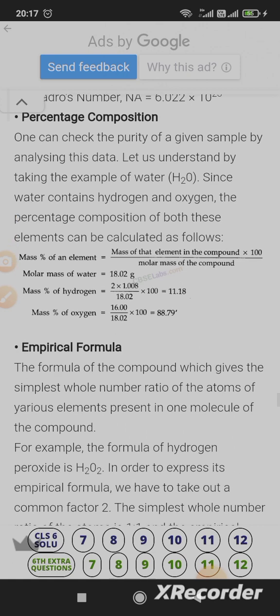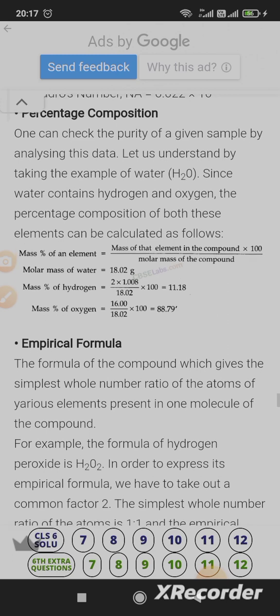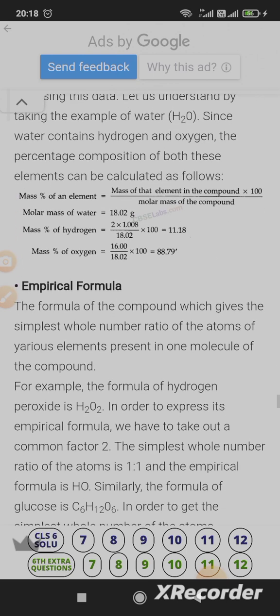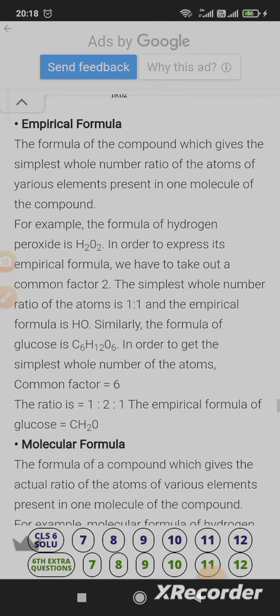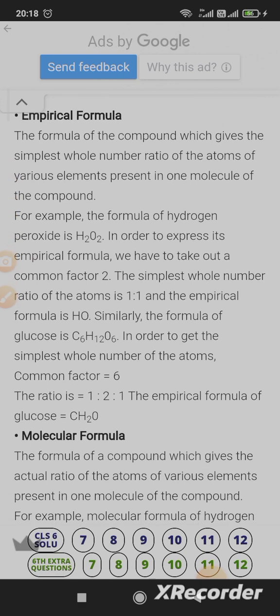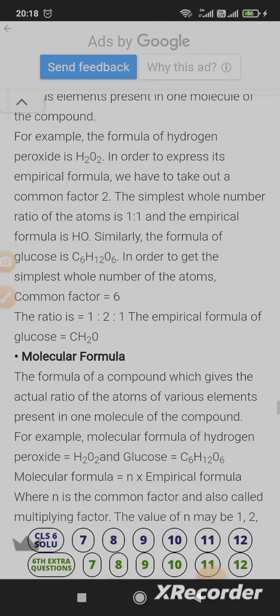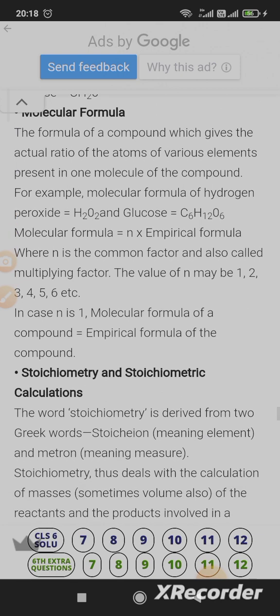Percentage composition. Mass percentage of an element is the mass of the element in the compound into 100 by the molar mass of the compound. Empirical formula. Formula of the compound which gives the simplest whole number ratio of the atoms of various elements present in one molecule of the compound. Molecular formula. Formula of a compound which gives the actual ratio of the atoms of various elements present in one molecule of the compound.